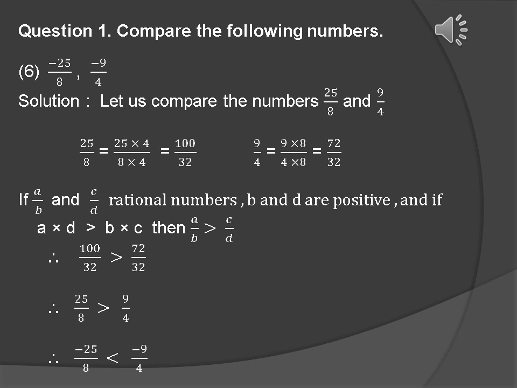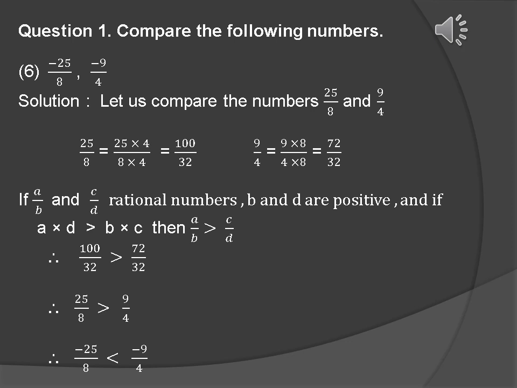Question number 6. Compare the numbers minus 25 by 8 and minus 9 by 4. Solution. Let us compare the numbers 25 by 8 and 9 by 4. Multiply the numerator and denominator by 4. Therefore, 25 by 8 is equal to 25 multiplied by 4 wholly divided by 8 multiplied by 4, which is equal to 100 divided by 32.